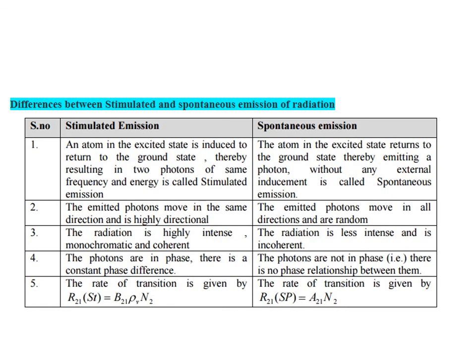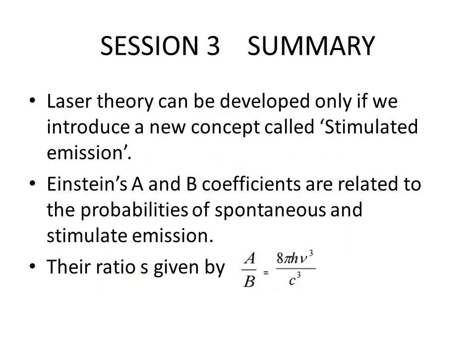And the second feature, all these are what I have explained just now. Then the last one, the fifth one, the rate of transition is given. This is what we developed earlier for stimulated emission and spontaneous emission. So this is how we compare these two types of emission processes, spontaneous emission and stimulated emission.